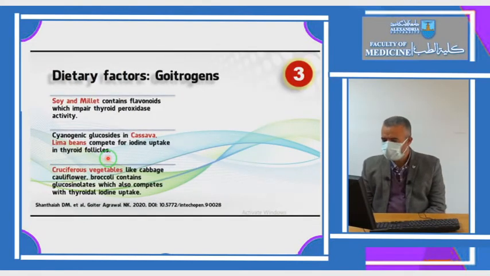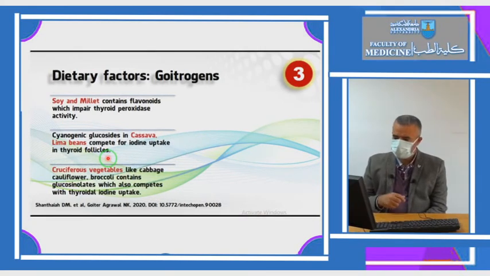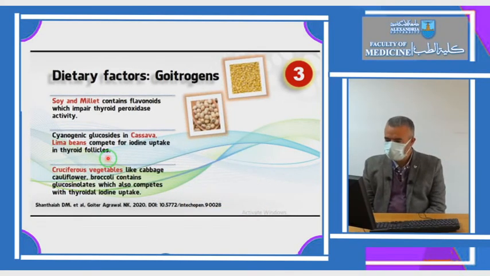Other dietary factors would include the so-called goitrogens. So goitrogens are foodstuffs that may lead to the occurrence of goiter. The first example would be soy and millet. They contain what we call flavonoids, which impair thyroid peroxidase activity.